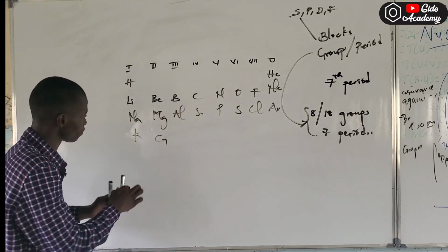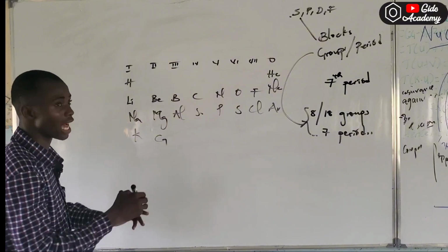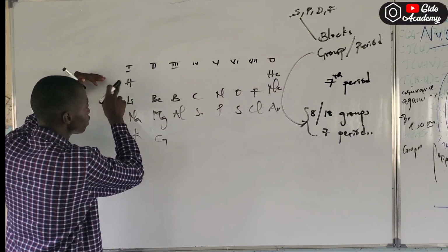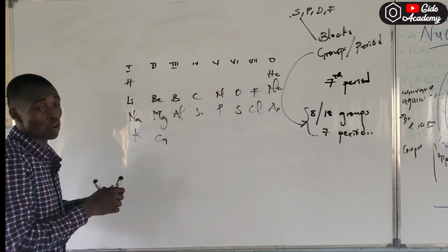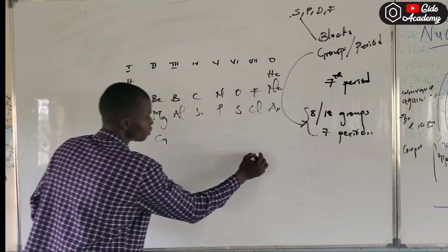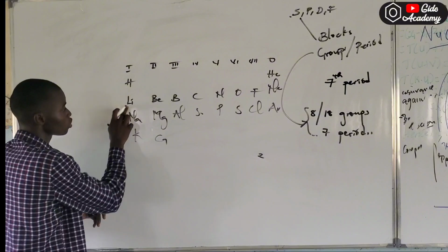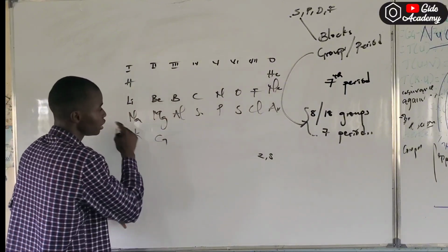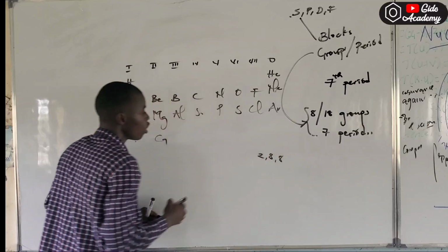So let's come back to this. In the first period, how many elements can you see? This is period 1: 1, 2. So the first period has just 2 elements. The second period has how many? Let's count 1, 2, 3, 4, 5, 6, 7, 8. It has 8 elements. The next period also has 8 elements.